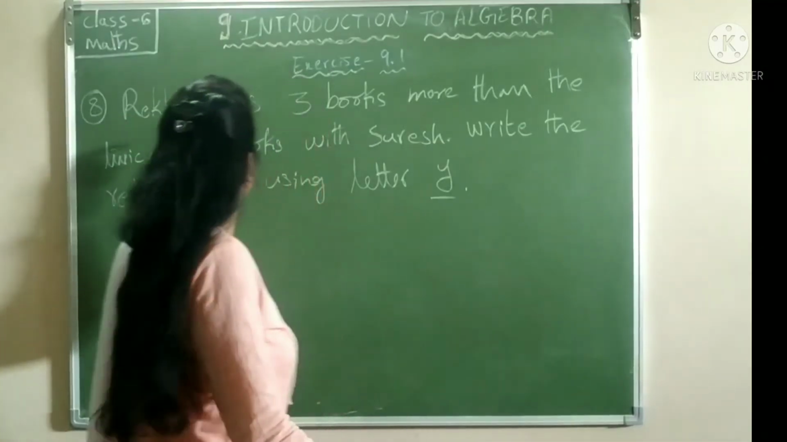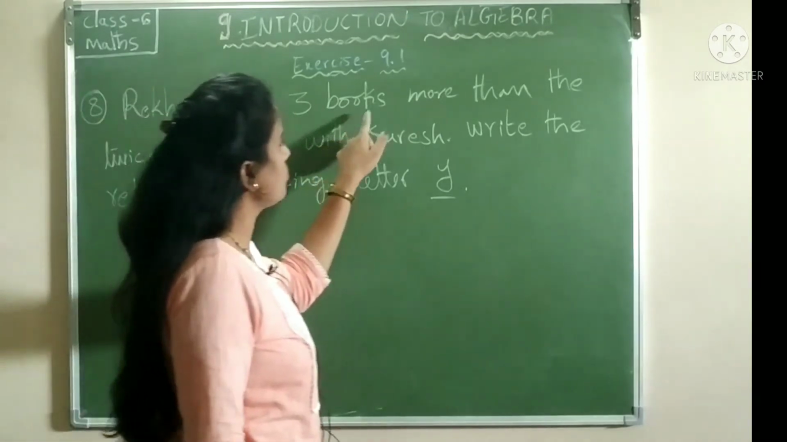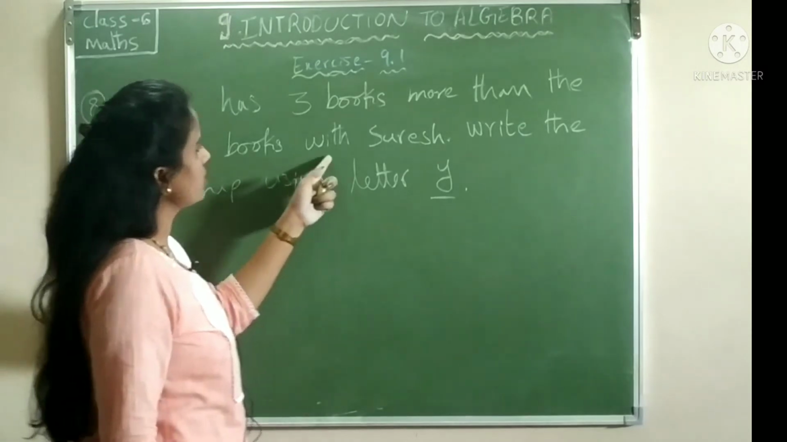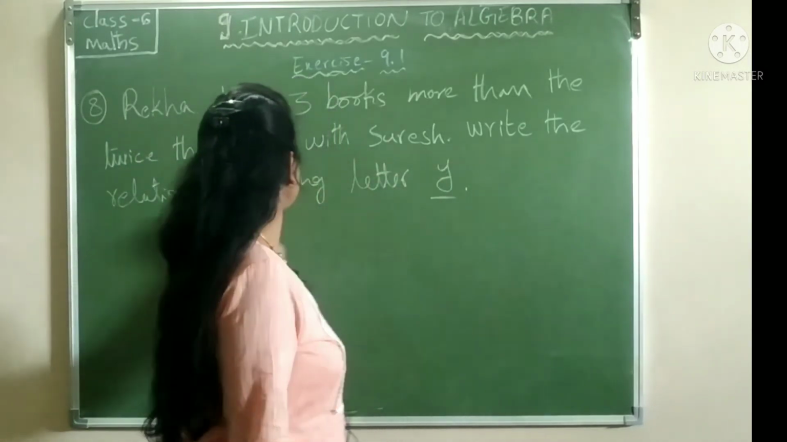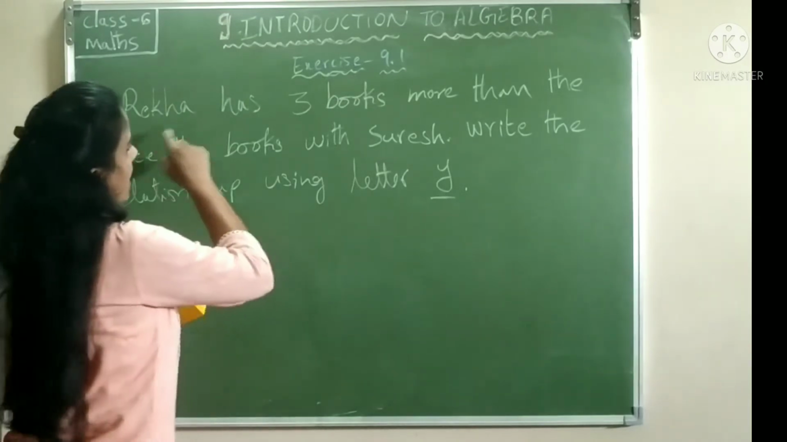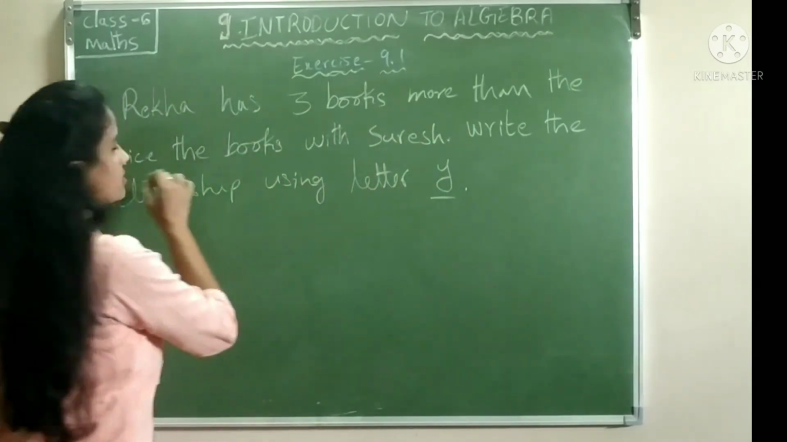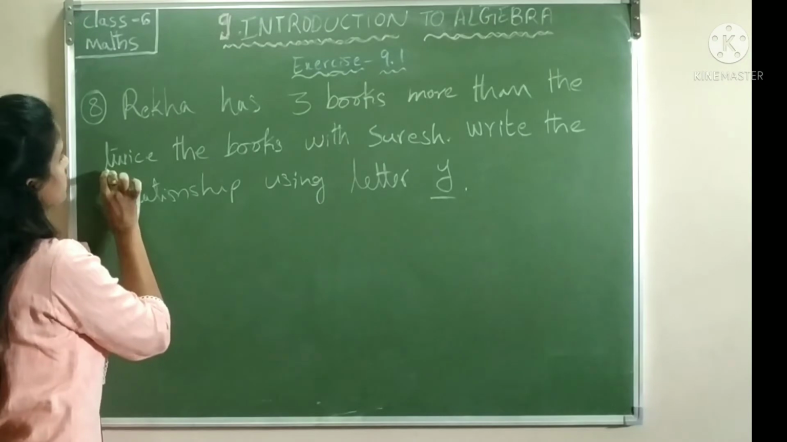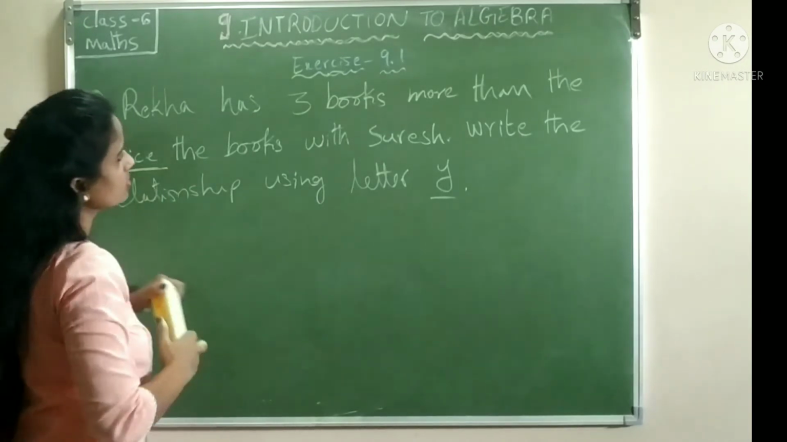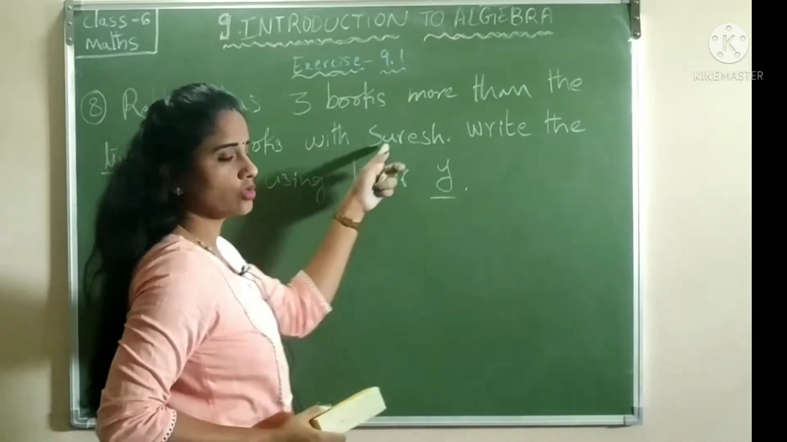Number 8. See, Rekha has 3 books more than twice the books of Suresh. Write the relationship using letter Y. See, Rekha has 3 books more than twice, not one time. Twice means 2 times. 2 times more books than Suresh.